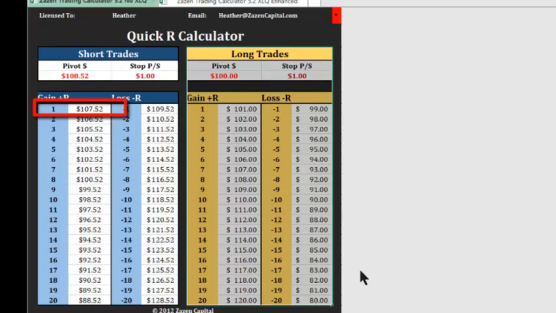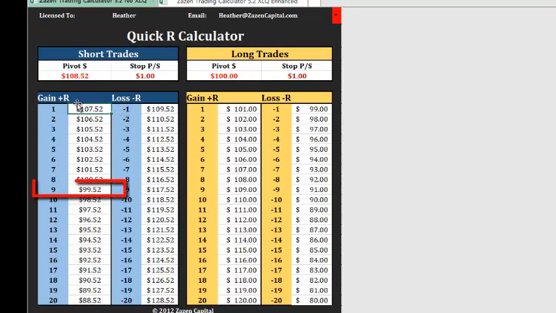If price falls to 107.52, you've made a gain of 1 R. If price falls to 99.52, you've made a gain of plus 9 R. If the trade moves against you and prices hit 113.52, you're down 5 R.